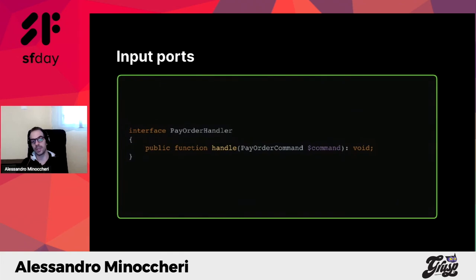An input port is a simple interface that can be called by external components and that is implemented by a use case, for example. They say this is the way that you can talk from the external to our domain. In this case, this is an interface called the pay order handler with a method handle. In this case, it's supposed to use a command bus, for example.